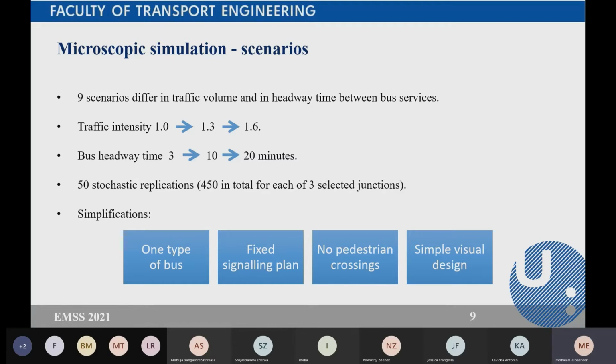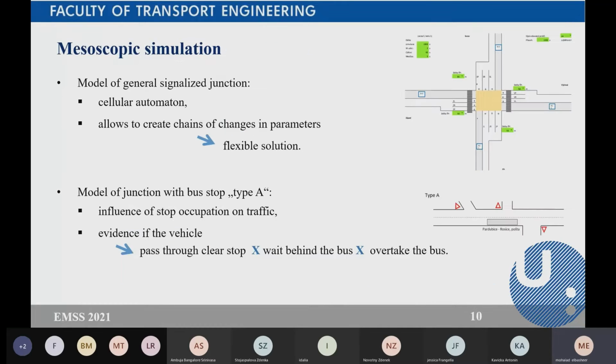Traffic intensity was increased up to 1.6 because we searched for more general results. At the same time, the value of bus headway time was adjusted from 3 to 10 and 20 minutes. During the simulations, a certain simplification was applied, as you can see at the bottom of the slide. We chose these to simplify the process on this more general level.